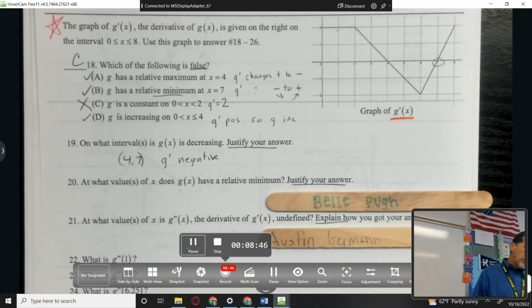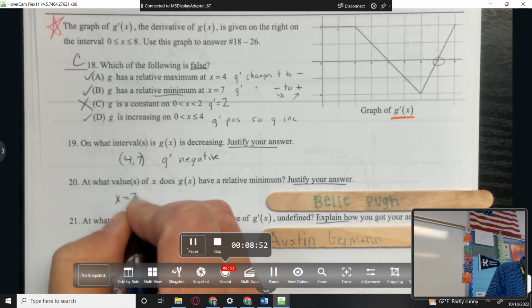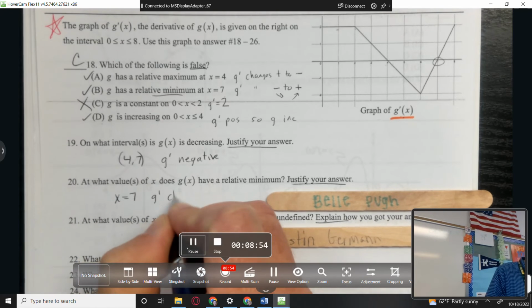Bell, at what value of x does G of x have a relative minimum? X equals 7. And why did you say that? Because G prime changes from negative to positive. Perfect.